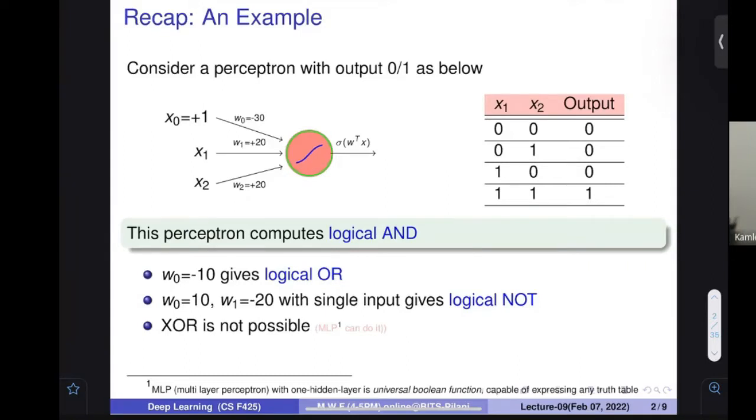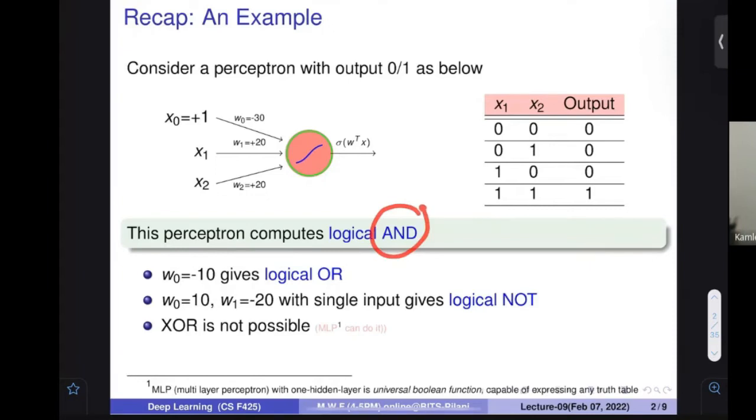In the last class, we saw that if we have a perceptron with weights minus 30, 20, and 20 with respect to the two inputs x1 and x2, with the additional input x0 that is plus 1, then if we provide 0, 0, we get output 0. We provide input 0, 1, we get output 0. 1, 0 is 0, and 1, 1 is 1. So in this setting, you can see that the behavior of this neuron or perceptron looks like an AND gate.